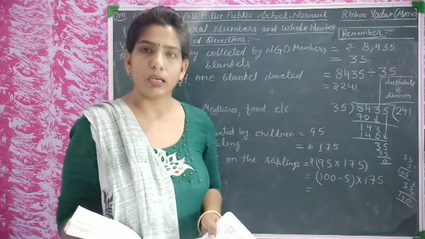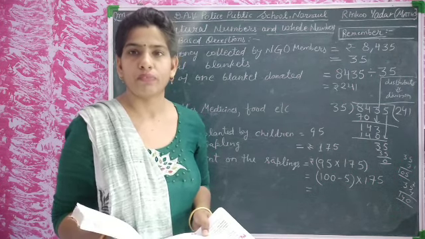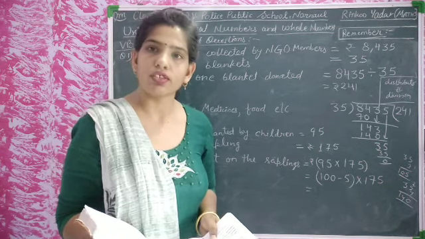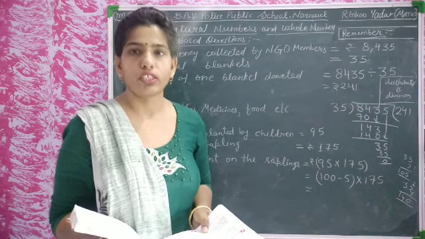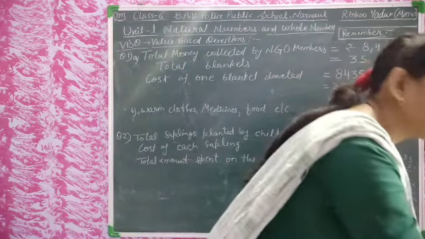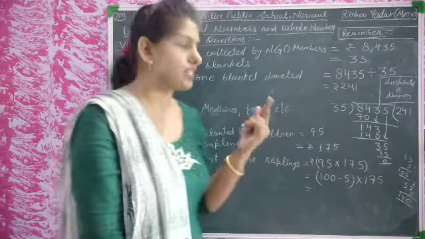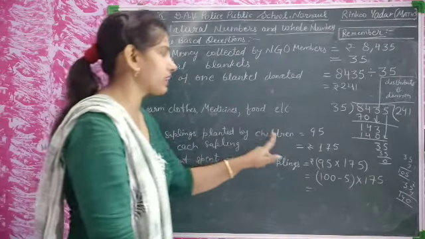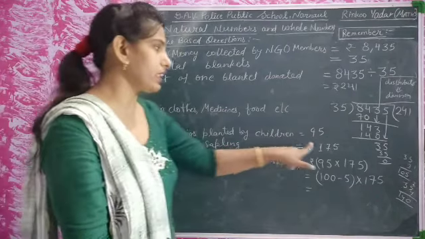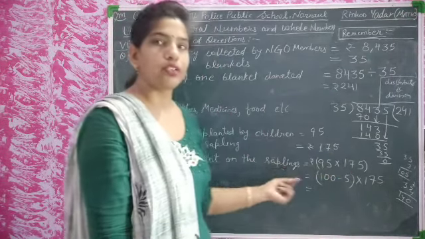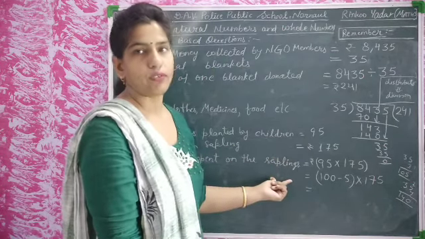How many saplings were planted by children? There are 95 saplings. Okay students, and the cost of one sapling is rupees 175. So you will decide how much the total cost of all the saplings is. Total saplings planted by children is 95, and the cost of each sapling is rupees 175. You have to find the cost of the total 95 saplings.